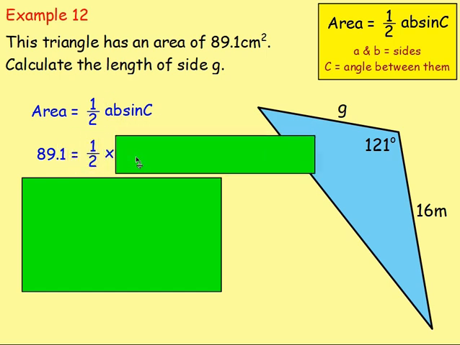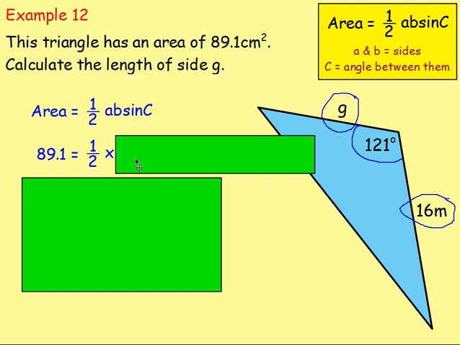A half is going to stay as a half. You're multiplying that by A and B and sine of the angle. There is the angle. It's 121. And A and B, where are A and B going to be? It's the two sides. Good. It's two sides and the angle between them. So A and B are going to be replaced with both G and 16.